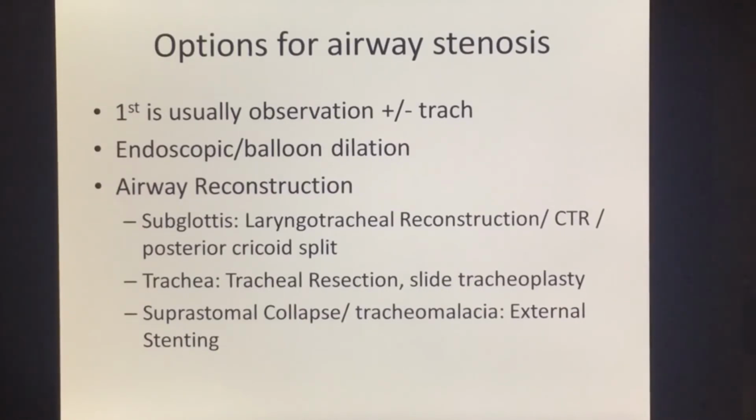So as you can see, for subglottic narrowing, we can opt for a LTR or a CTR or a posterior cricoid split. At the level of the trachea, tracheal resection and slide tracheoplasty are options. For suprastomal collapse and tracheomalacia, external stenting is an option, which we will not touch on, but that will be a focus of a later talk.